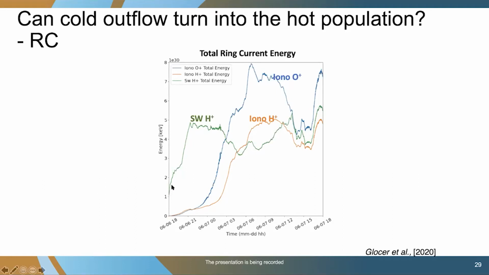And during the early phase of the event, it's mostly contributed by the solar wind protons. But later in the event, the ionospheric oxygen and ionospheric protons become quite important. And at some point, you can say that the ionospheric contribution is outstripping the solar wind contribution. So even in the ring current, it can be quite substantial, and not just for O plus, but also for H plus.